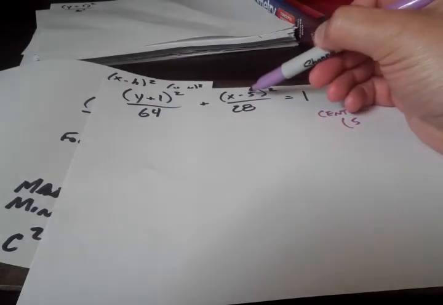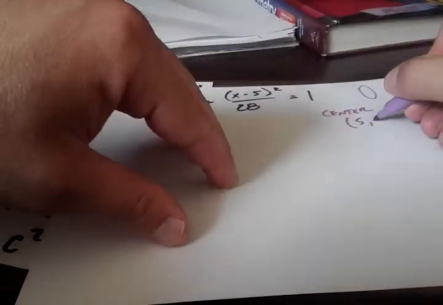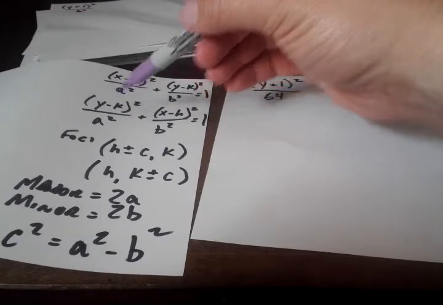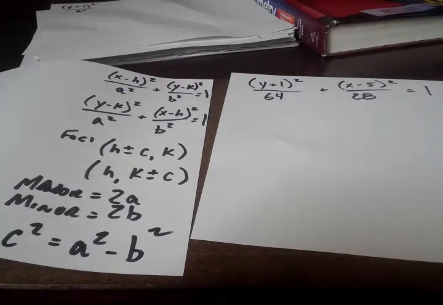So the center is 5. Remember, I'm getting that from the h up here. It's opposite. And the k is also opposite, which is over here, which is -1. So that's the center of this ellipse. And you can see that in this formula here. There's the k and there's the h. Now, next up is the foci.